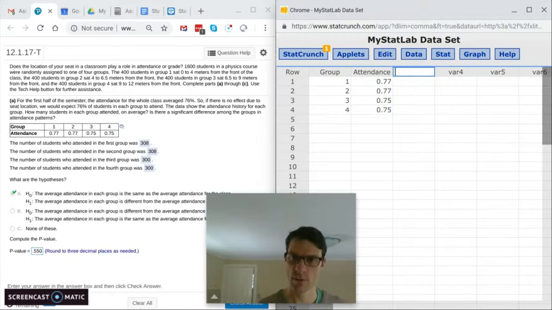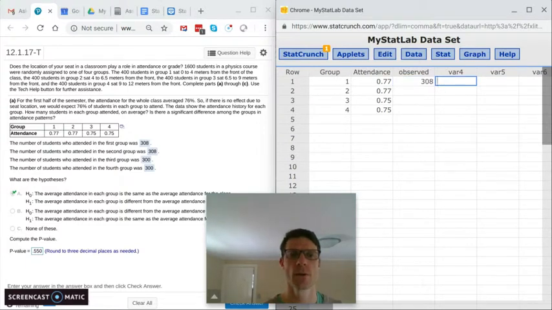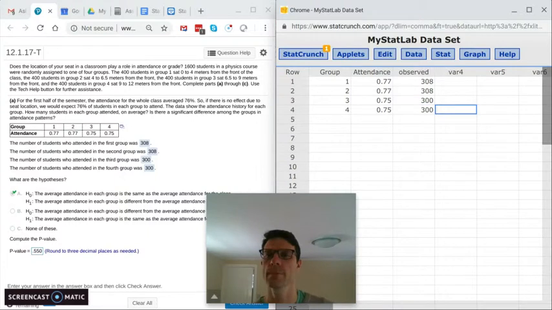These are the number of people that showed up in each positional group. So this is 308 in the first group. Second group was 308. Whoop, lower down. 308, 300, and 300. So in group 4, 300 people continued to attend through the semester.